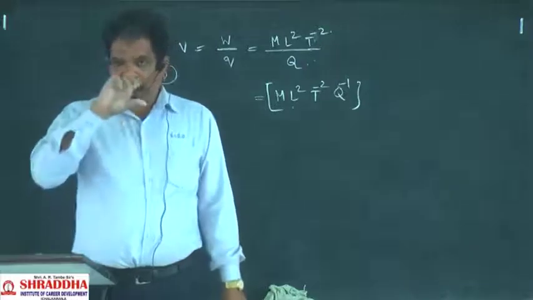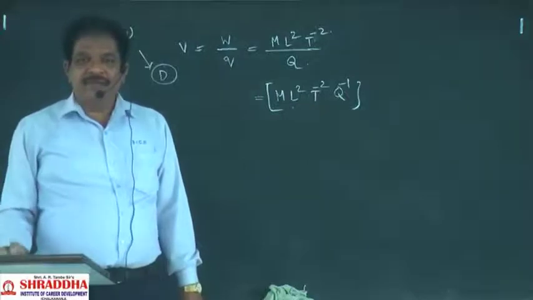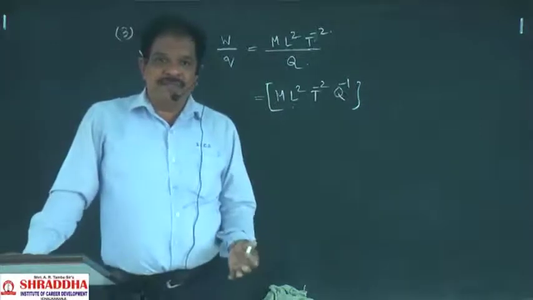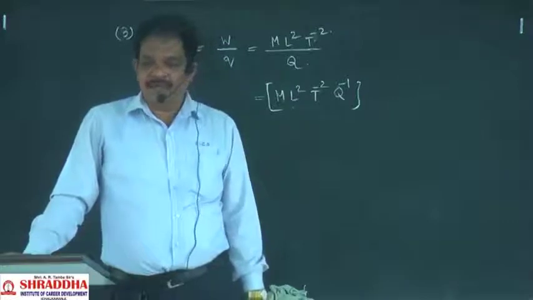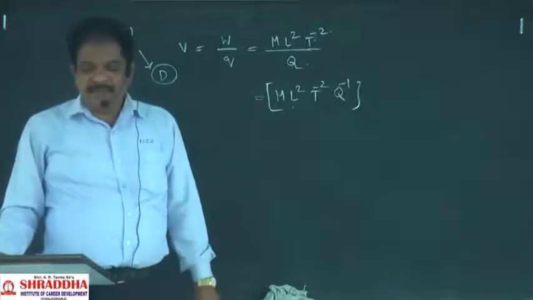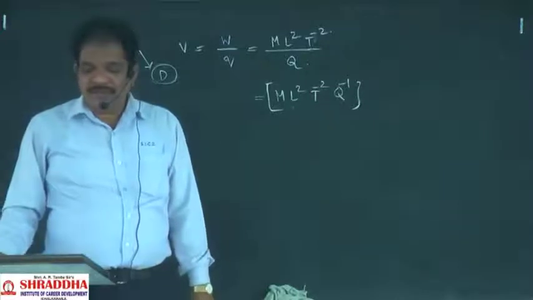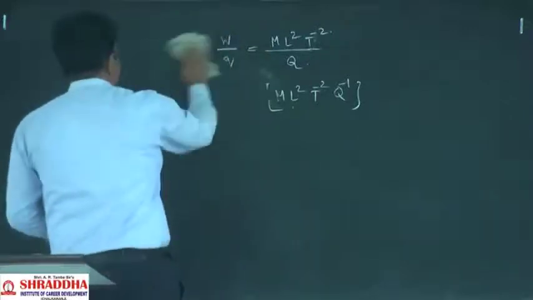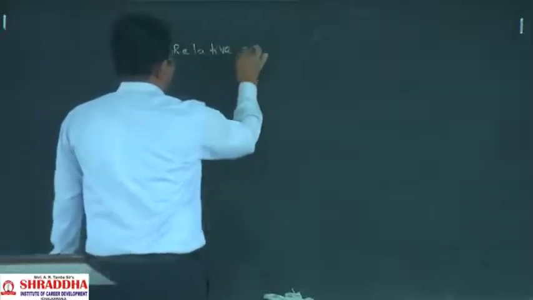Next, 5. The dimension formula of relative density. Relative density means density of the object by density of water. That will be called as the relative density. So, two densities ratio, that is, it is not having any units and dimensions. So, it is a dimensionless quantity. Okay. So, question number 5 you see, relative density.